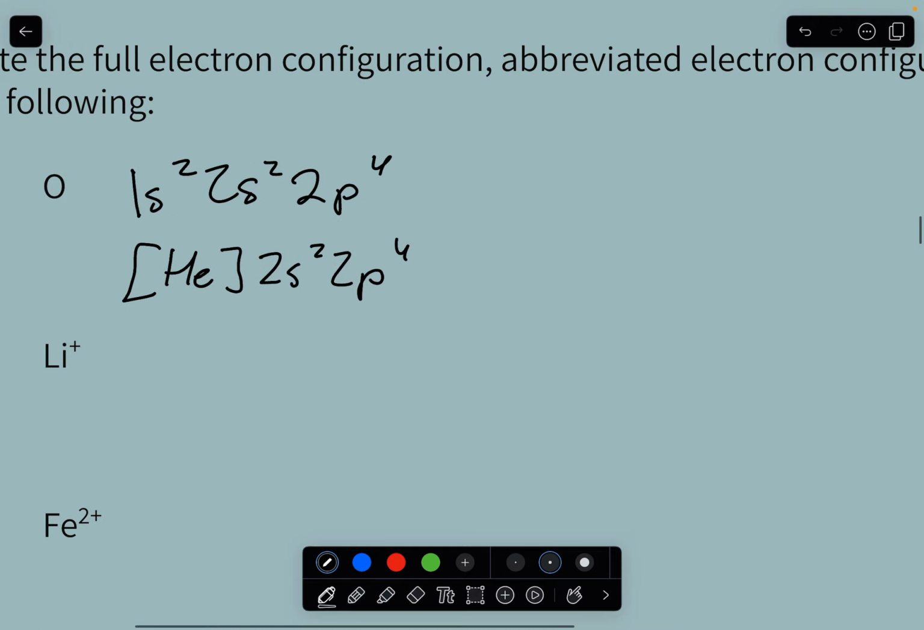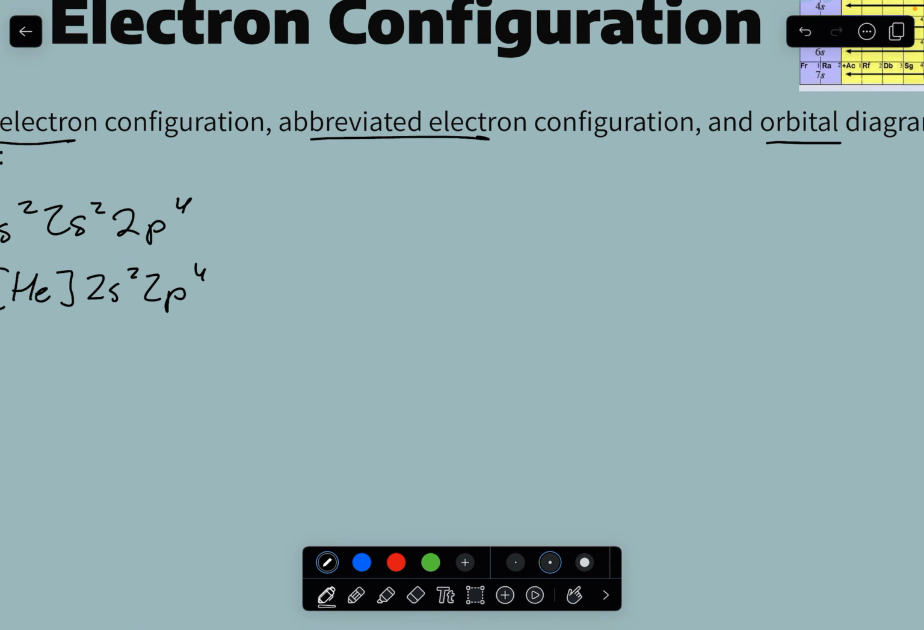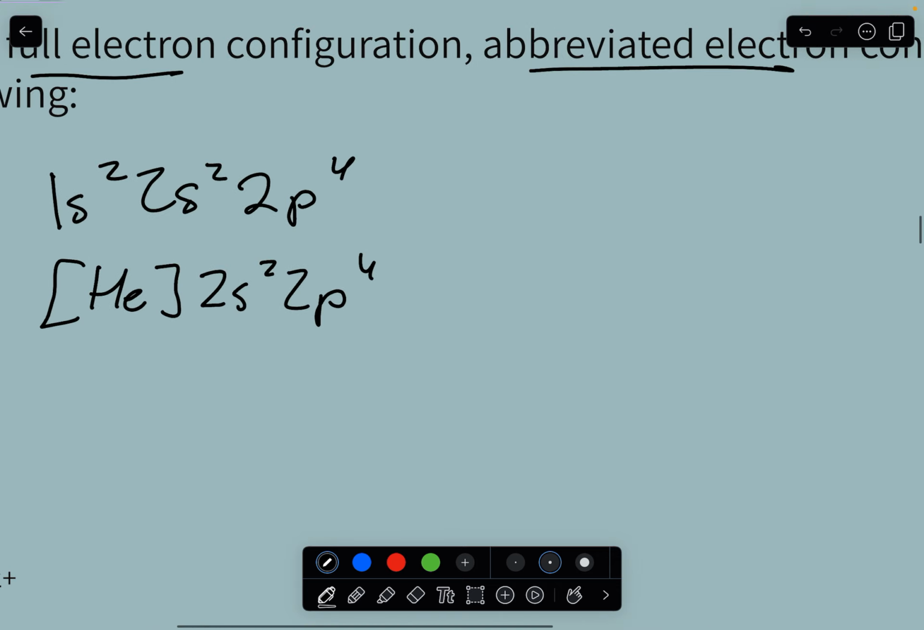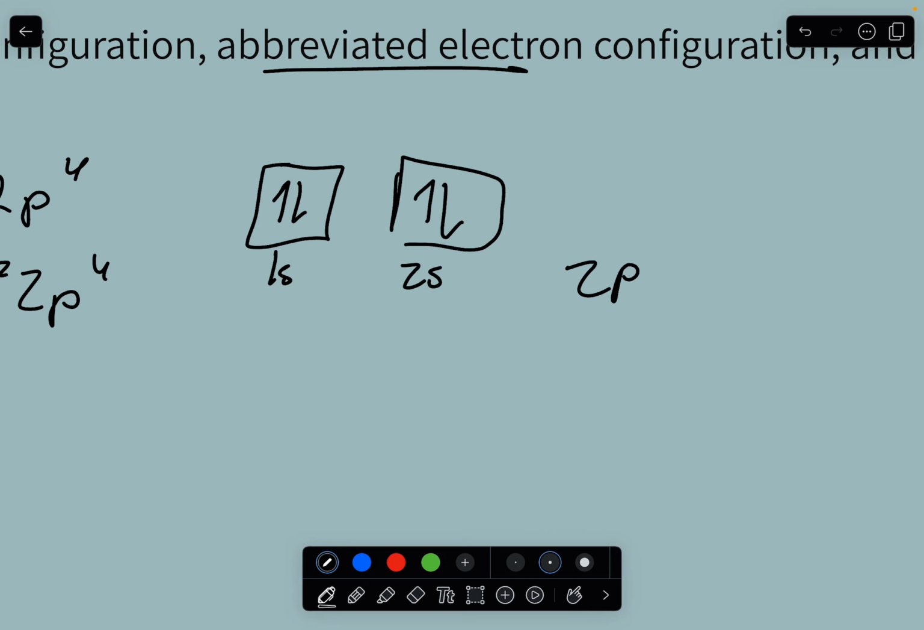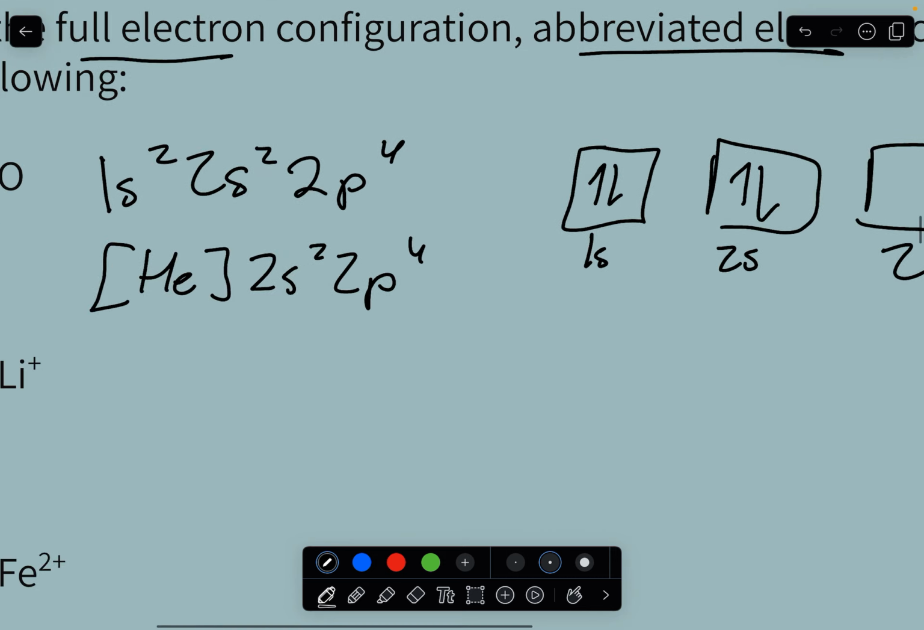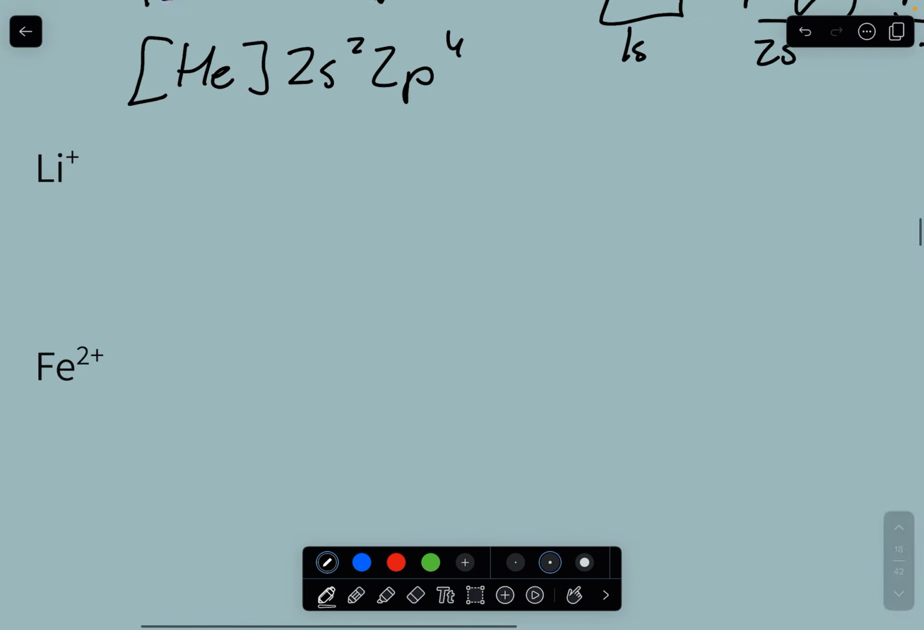So it says full electron configuration, then the abbreviated notation, and then we're also doing the orbital diagram. Remember, orbital diagram is the same thing, but with the boxes. We start with the 1s, we have 2 in there, 1 up, 1 down. Then the 2s, again 2, 1 up, 1 down. Then the 2p, we need 3 boxes here. We have 4 electrons, so we need 4 arrows. Start with 1 in each box, then go back and double up in the opposite direction. That's our orbital diagram.